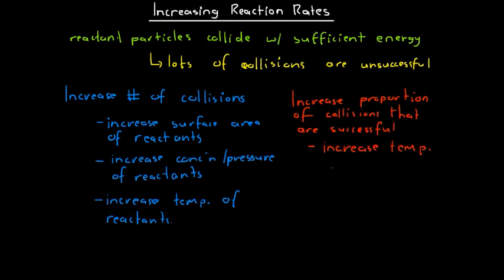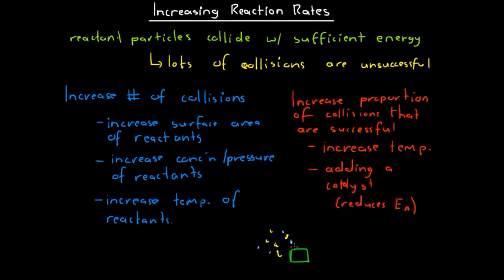Now, the last way we can increase this proportion is by adding a catalyst. A catalyst, interestingly enough, reduces the activation energy of a reaction. So if we've got these yellow particles here reacting with our blue particles here, then if we add in a catalyst like this, what happens is that these yellow and blue particles adsorb to the surface of our green catalyst.